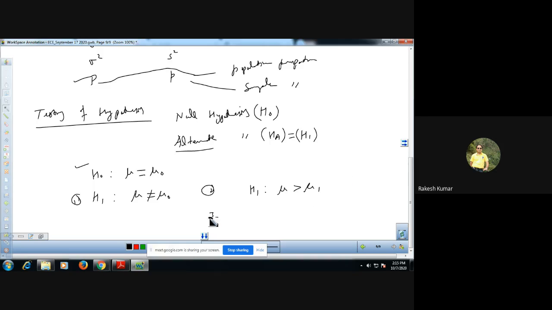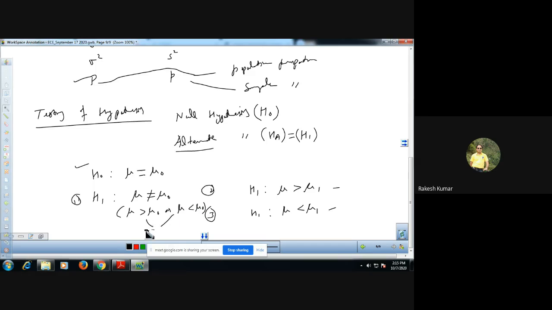This is the second option, which is also possible. Or H1 is mu is less than mu naught. This is the third option possible. So when mu is not equal to mu naught, what does it mean? Either mu is greater than mu naught, because if both are not equal, then obviously one is bigger and the other is smaller, or the second option is mu is less than mu naught. So both options are possible.